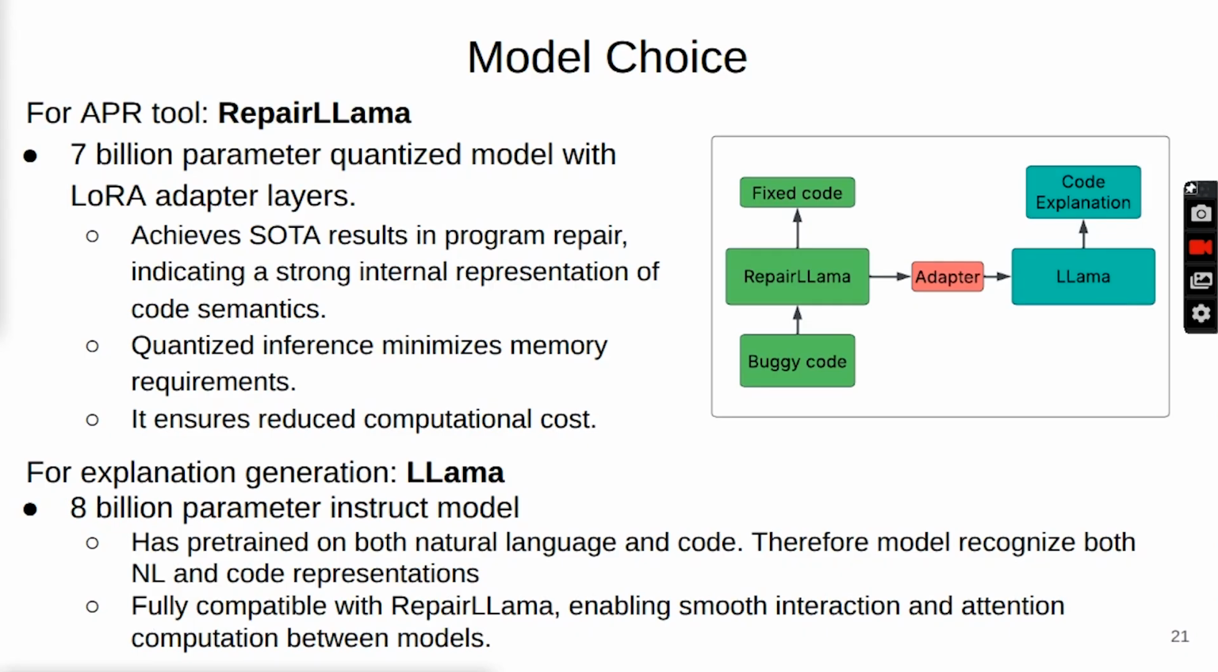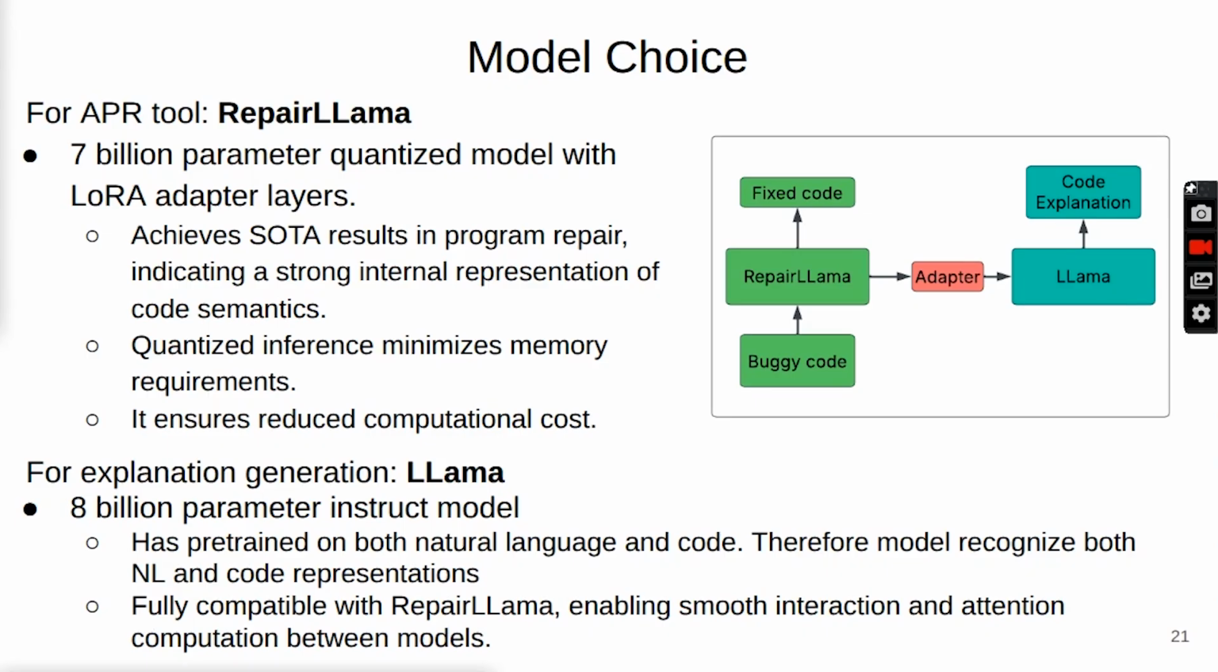Once the code is fixed, we move to the explanation phase. For this, we use Llama, an 8 billion parameter instruct model trained on both natural language and code. This makes it ideal for generating human readable explanations of the repaired code.